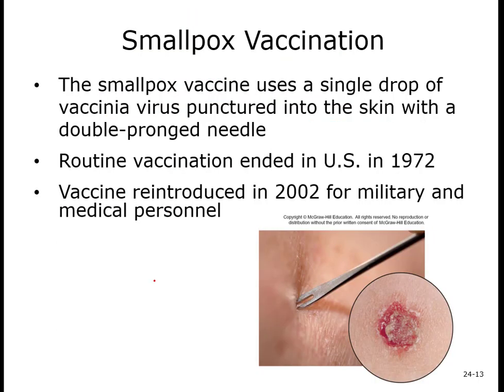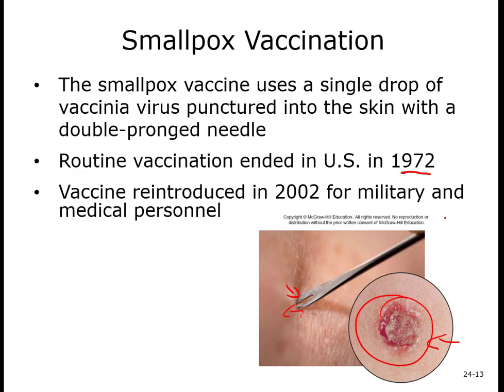So like I mentioned, the vaccinia virus was used to make the smallpox vaccine. They actually would put this virus onto a double-pronged needle, and they would puncture the skin, and it would form a scab that left a scar. You might actually know somebody, maybe from another country, who's older, who might actually still have this scar. But we do not get this vaccine anymore because this disease is eradicated. Routine vaccination ended in 1972. The only people who may still get this vaccine are certain high-risk military personnel.